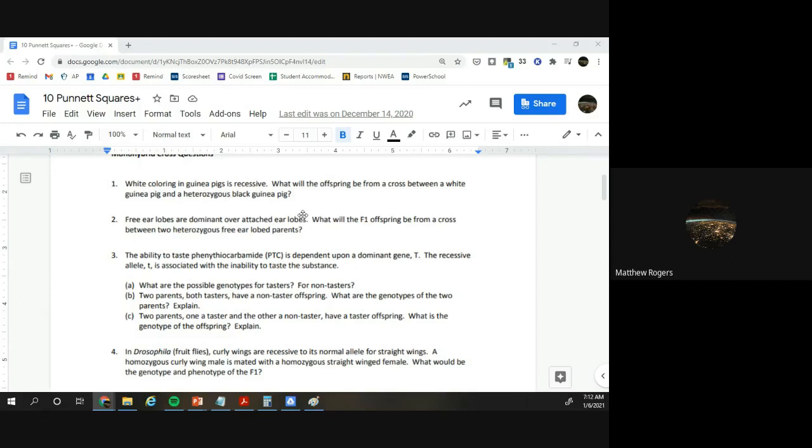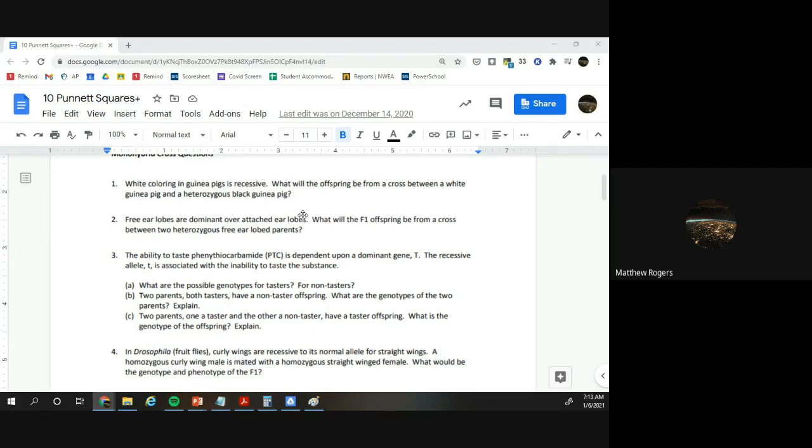The ability to taste phenylthiocarbamide, PTC. We actually have these strips in the classroom. We could do this during a normal year. It is dependent upon a dominant gene T. The recessive allele little t is associated with the inability to taste the substance. What are the possible genotypes for tasters and non-tasters? To not taste it, you have to be little t, little t. For tasters, you're big T, little t, or big T, big T.